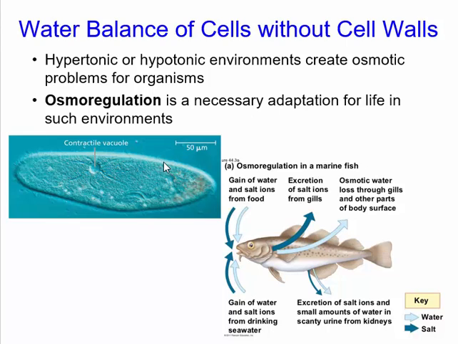Let's take marine fish, for example. They live in a salty environment. So that means they're going to be constantly losing water across, say, their gills and skin, for example, living in that salty environment. So they have to cope with that, and they have evolved different strategies, adaptations to deal with those different environments.